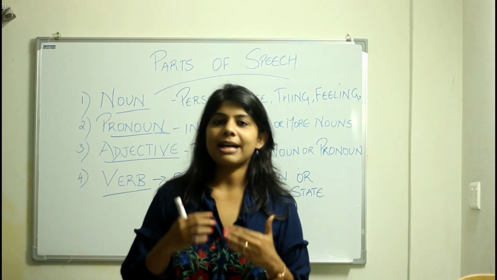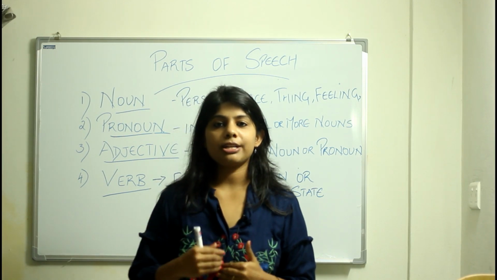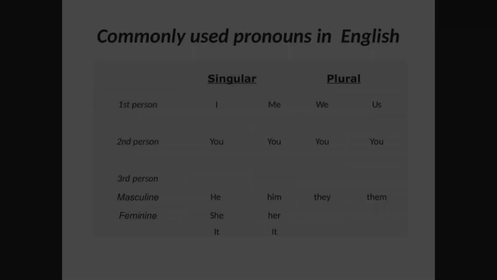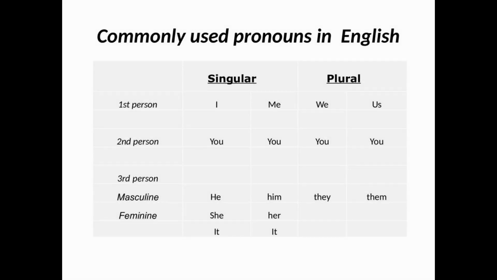Similarly, in case of a masculine gender, the pronoun changes to he, and in case of plural, it changes to they. These are the commonly used pronouns. Here, the first person pronouns are used to refer to oneself and things that happen to us. We use the pronouns I, me, we or us.